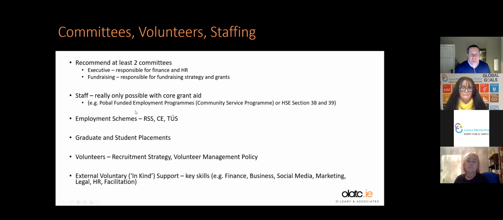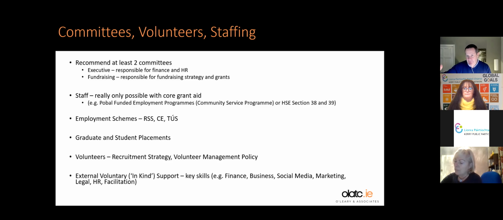Staff, it's really only possible to employ staff if you have core grant aid. What I mean by core grant aid is where you're given funding on an ongoing basis to operate your projects. That'd be like, say, the community services program, which funds social enterprises. So that funds a manager and a number of employees. You might be funded under HSC, Section 38 or Section 39, where again, they're subcontracting the service delivery to yourselves. So a disability organization, for example, providing supports to people with intellectual disabilities, is being paid by the HSC to provide services on their behalf.